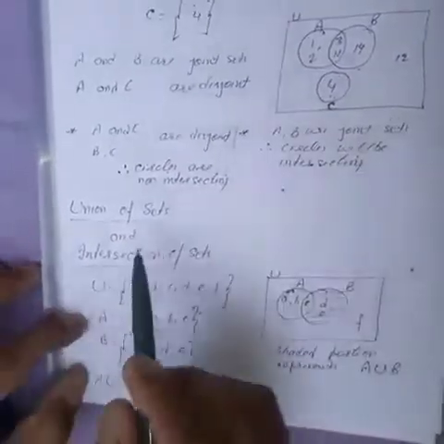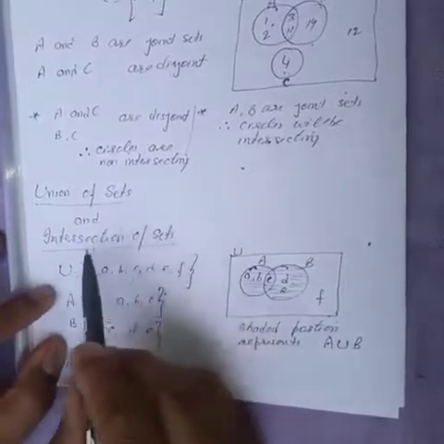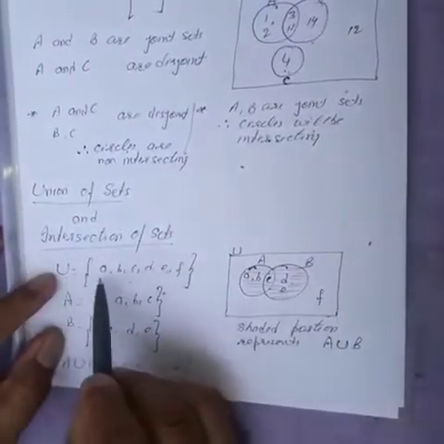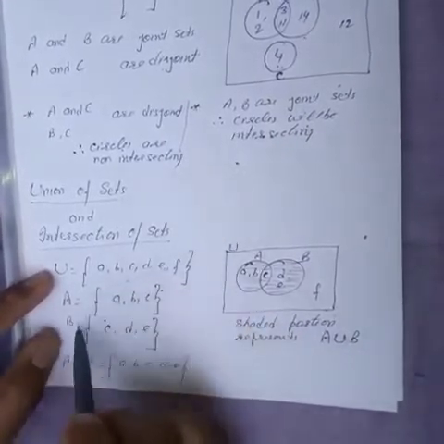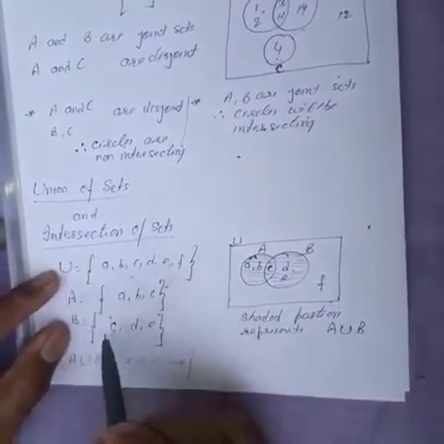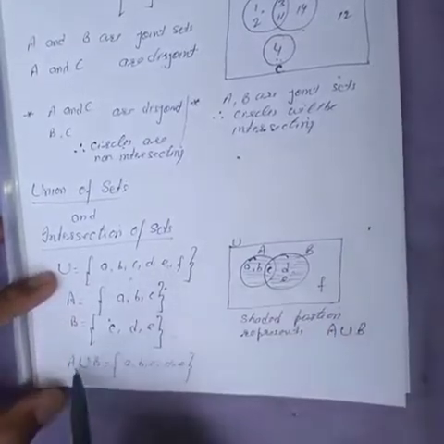Then union of sets. You consider an example to understand the union and intersection, both we will discuss in this part. Now let U be a universal set containing a few elements A, B, C, D, E, F. A and B are two subsets of U, set A containing the alphabets A, B, C, and set B containing elements C, D and E. Now what is A union B?